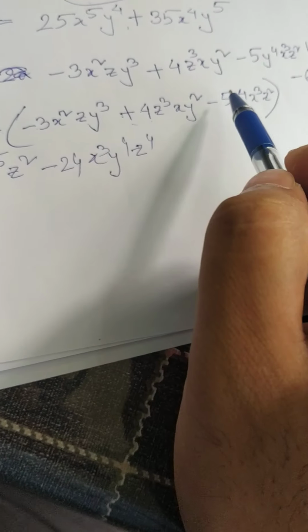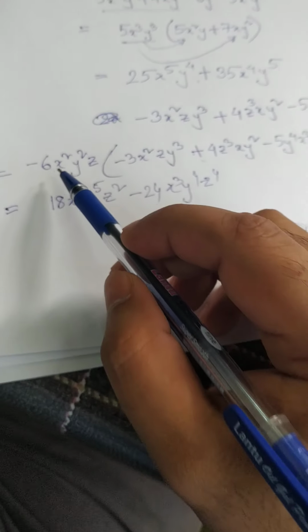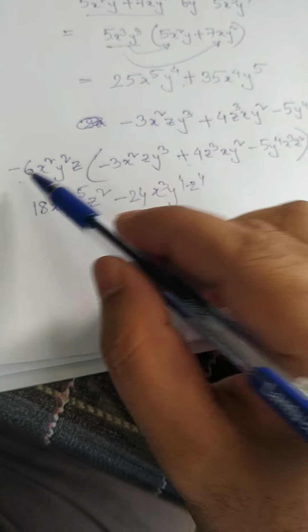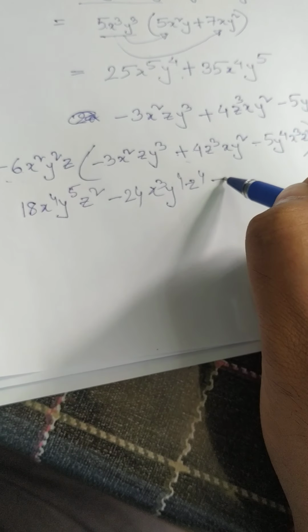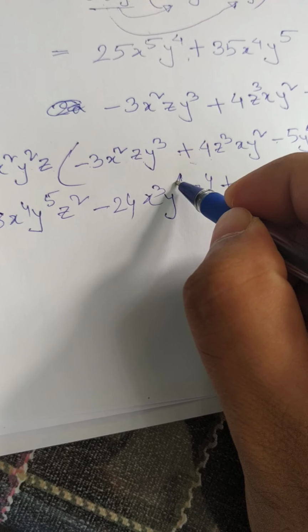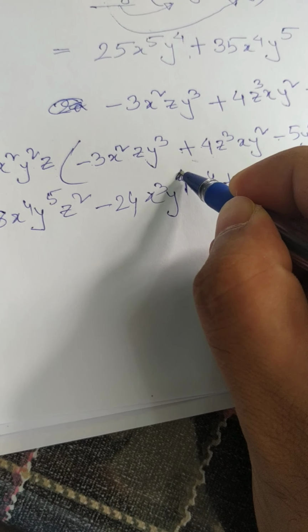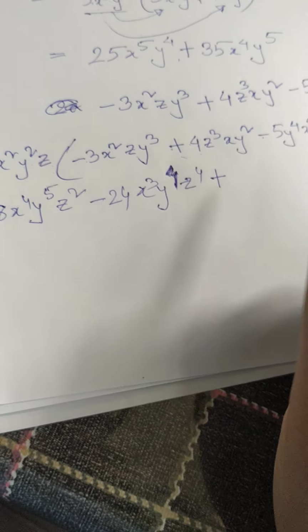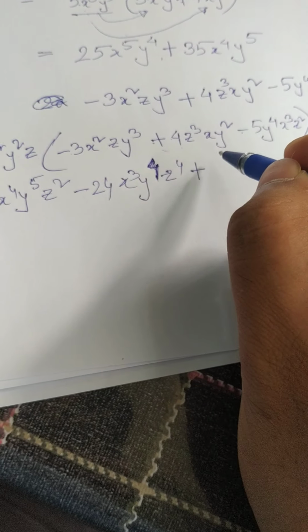Again minus into minus, minus into minus is what? Plus. This is 4. And 6 into 5 is 30.